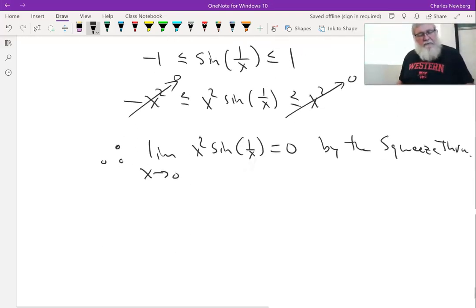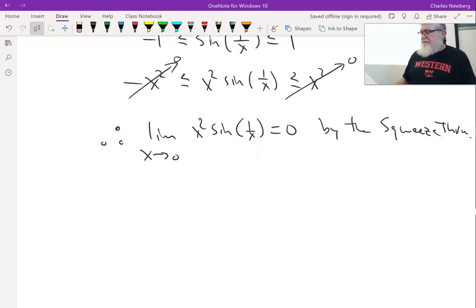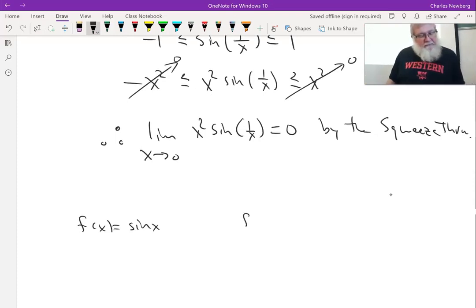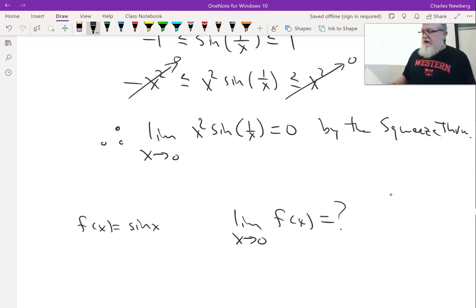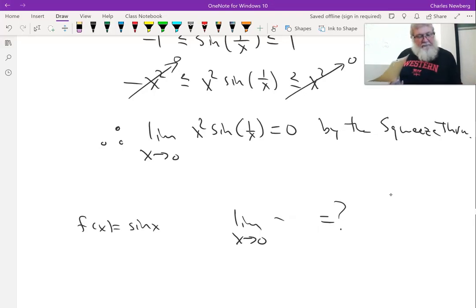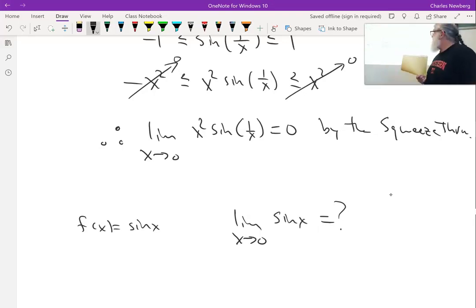And now, let's look at our next one. The next one we want to look at is f of x equals sine x. And we're really interested in what is the limit as x approaches 0 of f of x. Might as well write sine x there. Okay, so we're going to squeeze our sine between two functions we know a lot about.